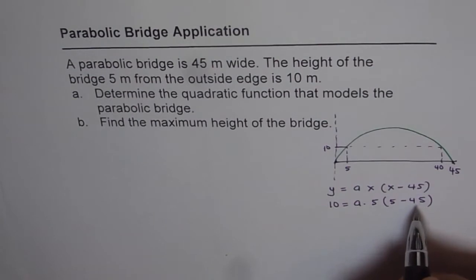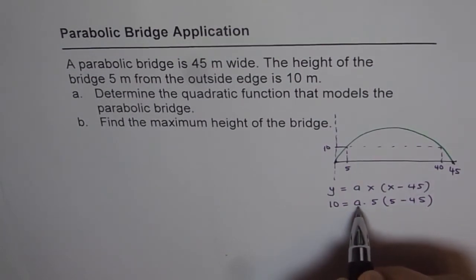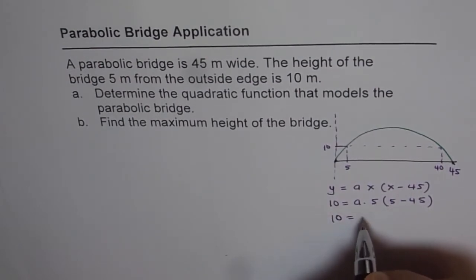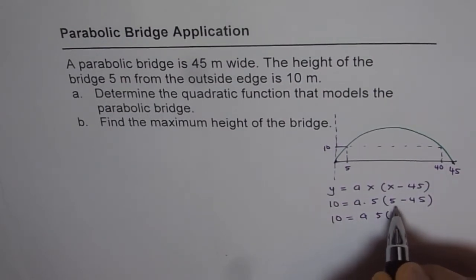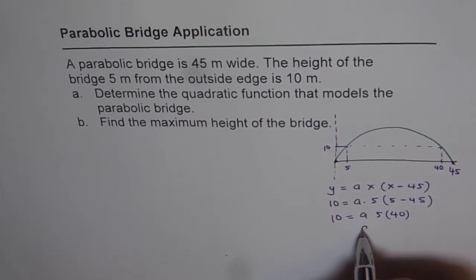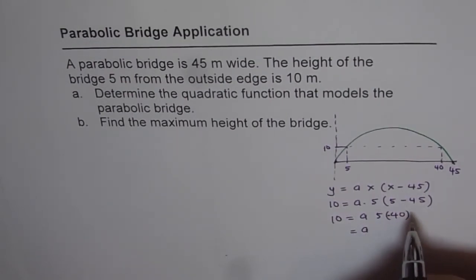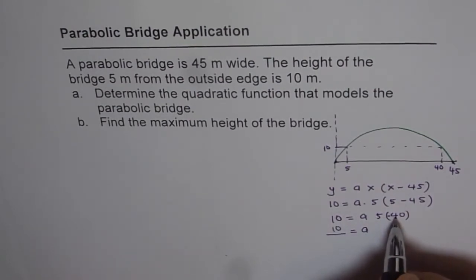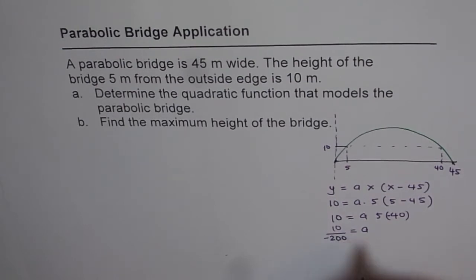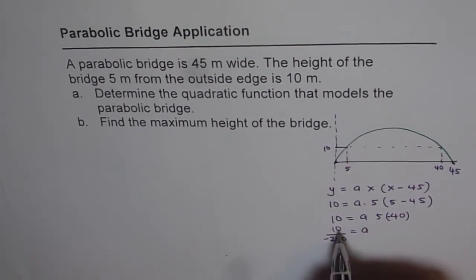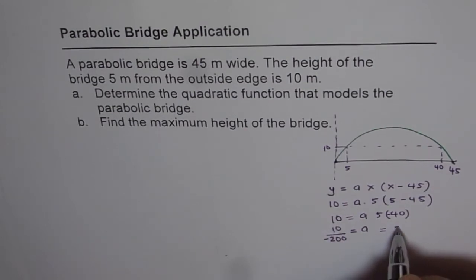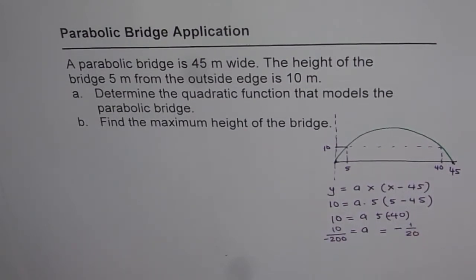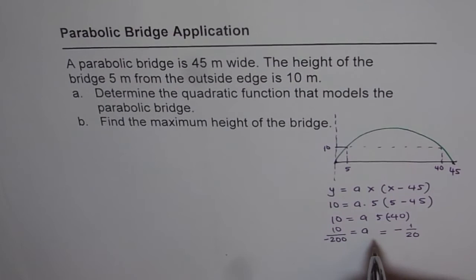Now 5 minus 45 is minus 40, times 5, equals 10. So we can now solve it. So 10 equals a times, let's write 5 times 40 first, right? And then from here a is equal to, well, this is minus 40. So a will be equal to 10 over 5 times 40, which is minus 200, right? So that is the value of a, which can be simplified and written as minus 1 over 20. So minus 1 over 20 is the value of a for us in this equation. So that gives us the equation of the parabola.